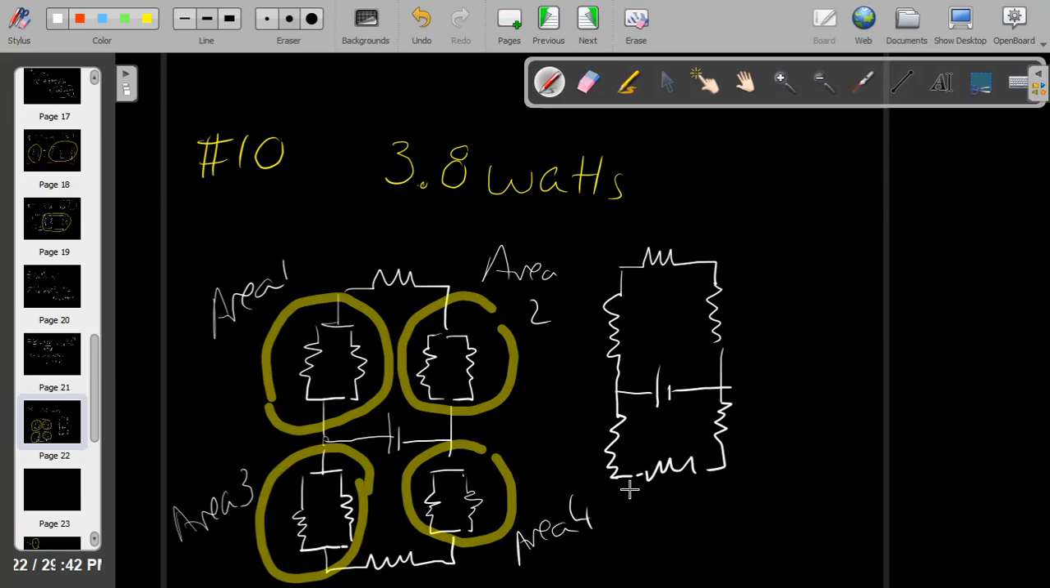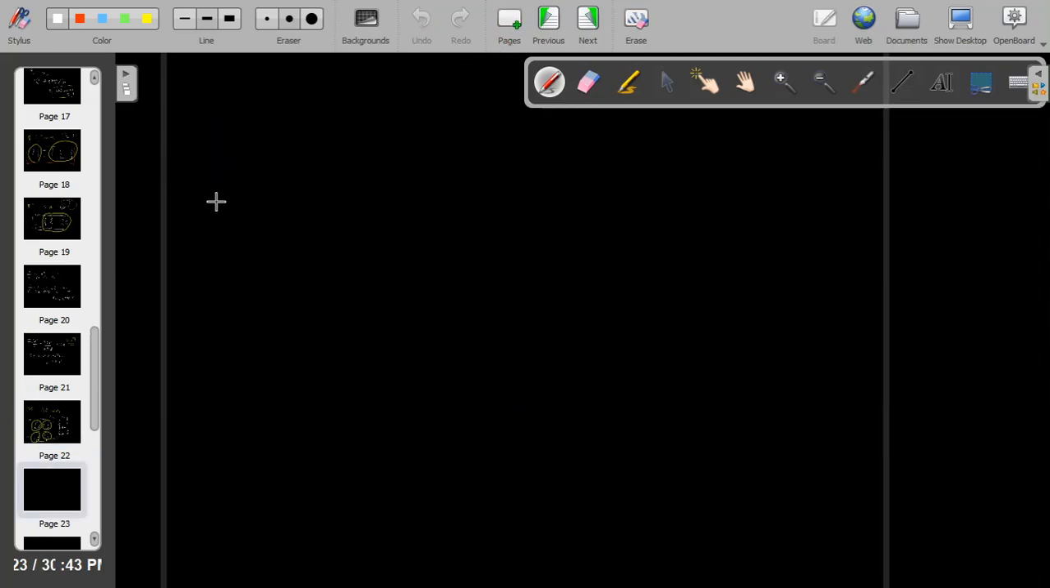I'm going to solve each one of the areas. Okay, let me get my page out in front of me. It's a lovely problem, isn't it? It has a lot of different areas. Let's try to solve area number 1. Everybody needs to realize that this is in parallel. So I'm just going to go ahead and put the numbers in. I'm going to calculate the resistance for that area.